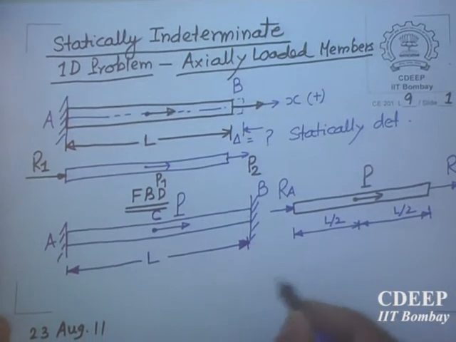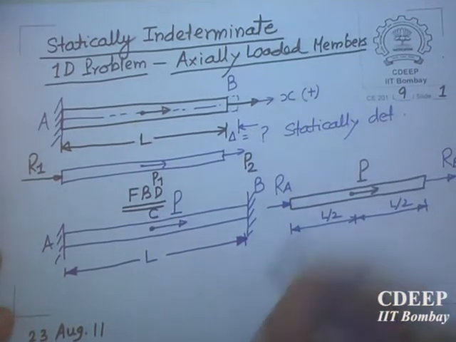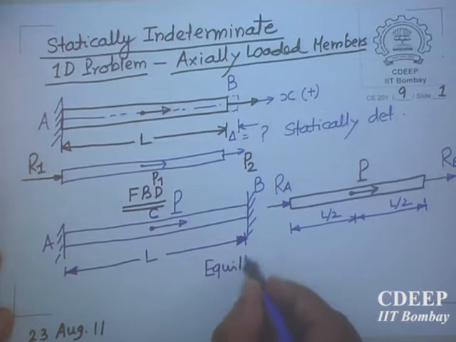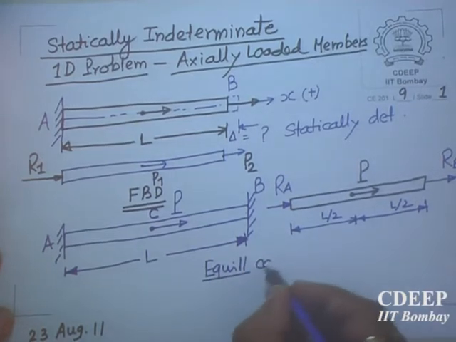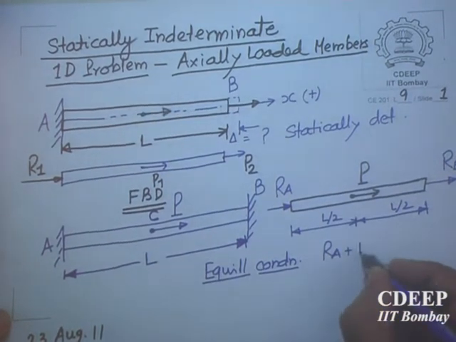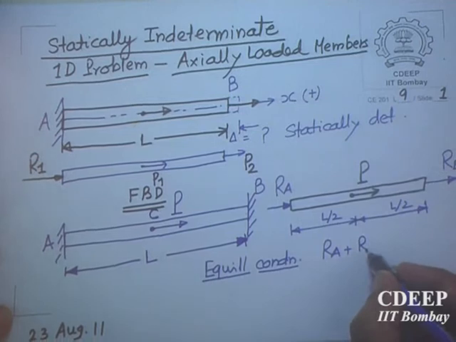So the equilibrium condition of this rod says that RA, now you see there is some disturbance here.